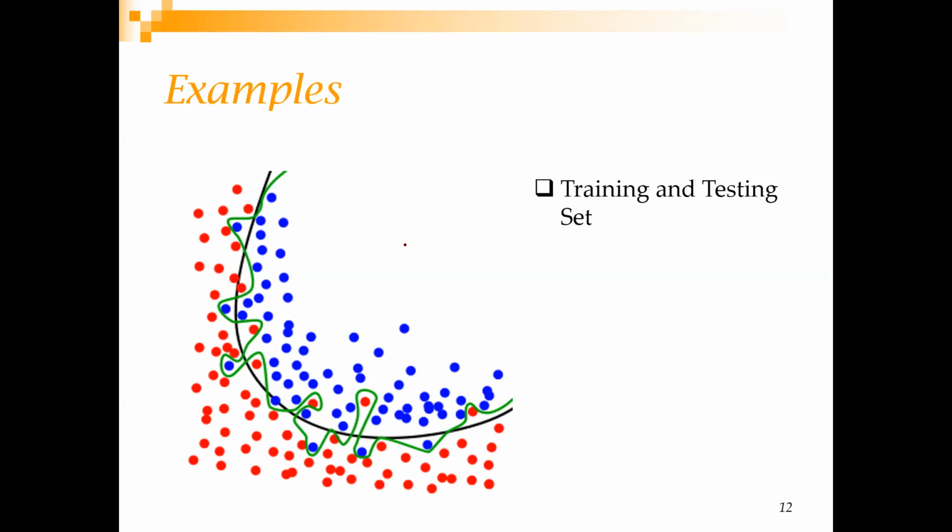So this tendency of memorizing, as I said, is called overfitting. And when you have a separate training set and testing set and you use them for evaluation, then you can be assured that the overfitting tendency will be less. So you can look at this particular example.